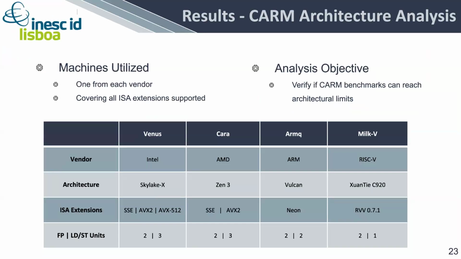So starting with the machines that were used to obtain these results, we have one from each vendor. These are the Venus machine with a Skylake X CPU that implements the SSE, AVX2 and AVX512 extensions, the Kara machine with an AMD Zen 3 CPU which implements SSE and AVX2, ARM-Q with the Vulkan architecture that has the Neon extension, and the Milk5 machine, which is a RISC-V system with RVD 0.7.1. Besides that, the CPUs of all machines have 2 floating point units per core, and between 3 and 1 load store units per core, which are used to define the theoretical limits of each architecture, which will now be analyzed.